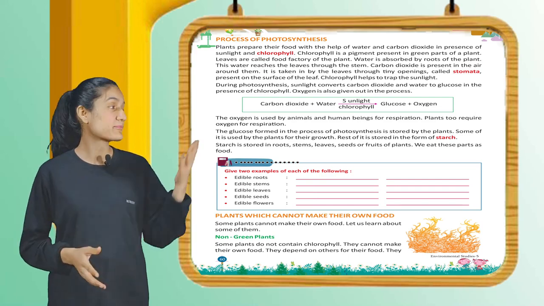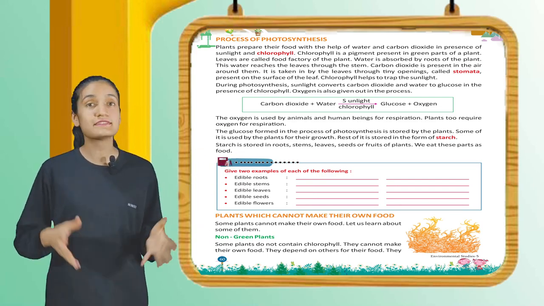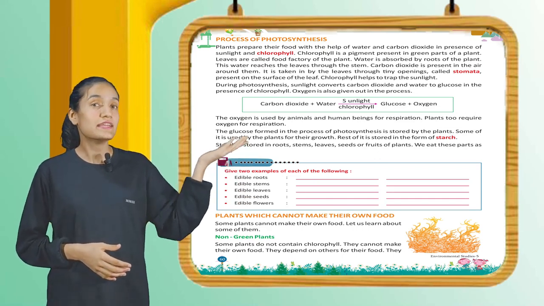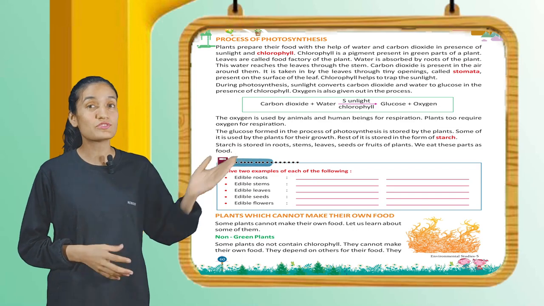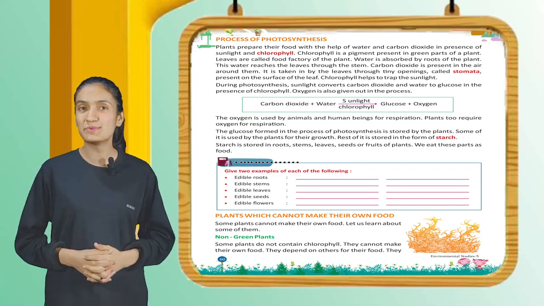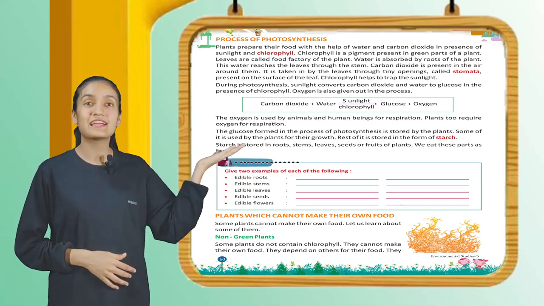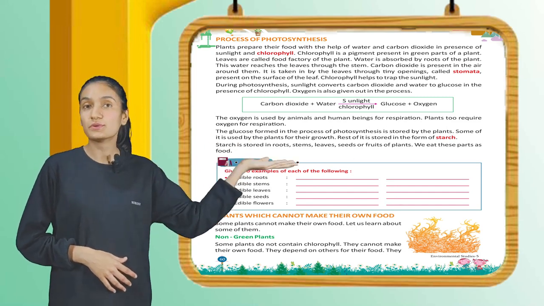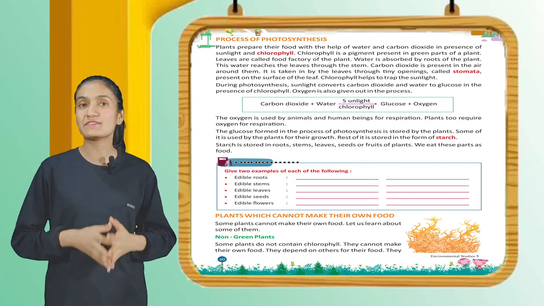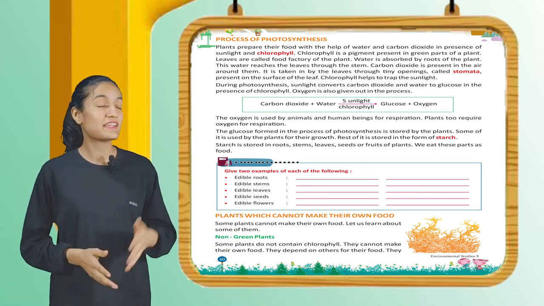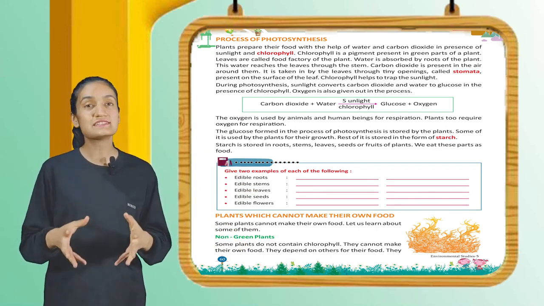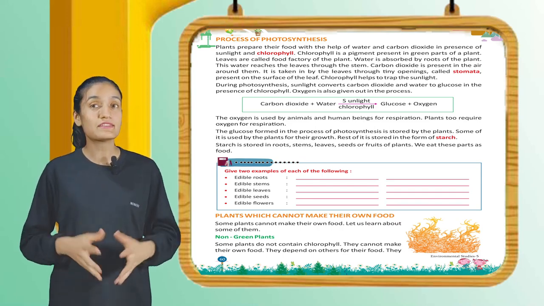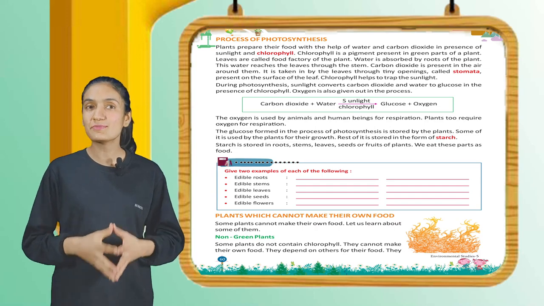So you can see, during photosynthesis, sunlight converts carbon dioxide and water to glucose in the presence of chlorophyll. Oxygen is also given out in the process. Here you can see carbon dioxide plus water converted into glucose and oxygen in the presence of sunlight and chlorophyll. Now, the oxygen is used by animals and human beings for respiration. Plants too require oxygen for respiration.